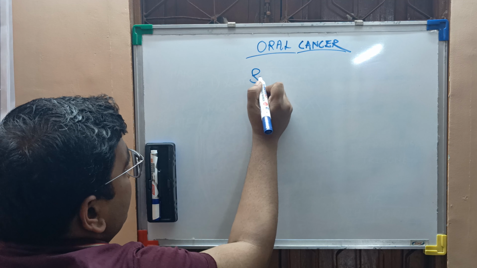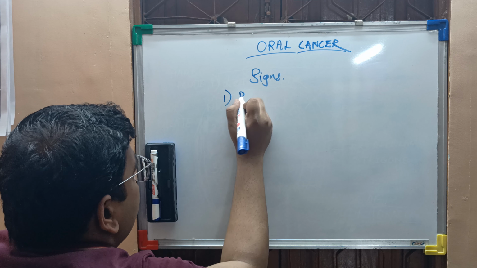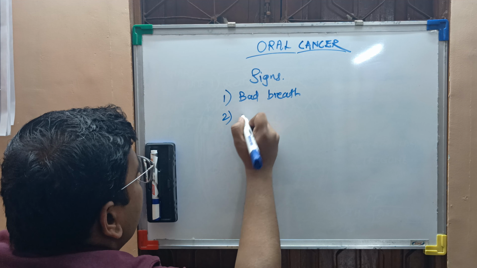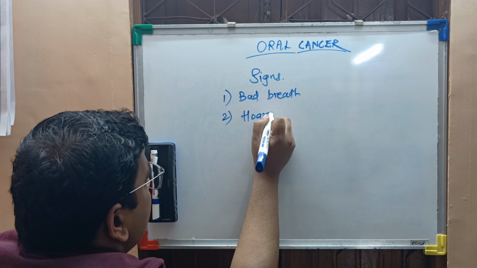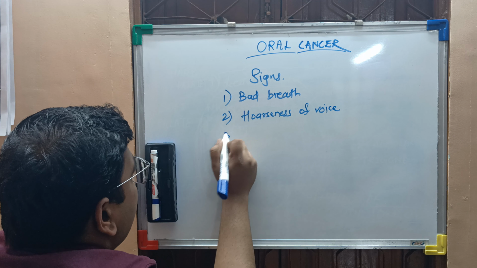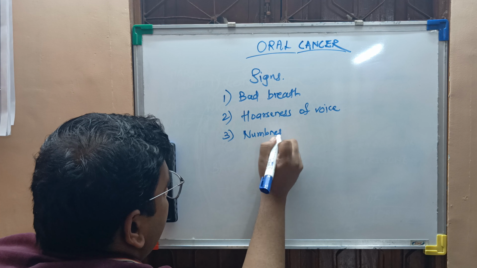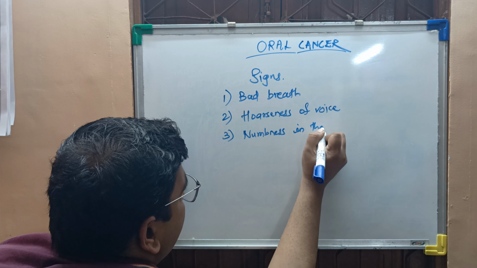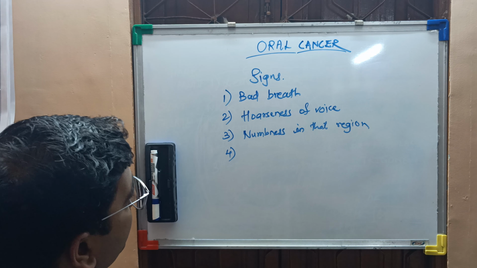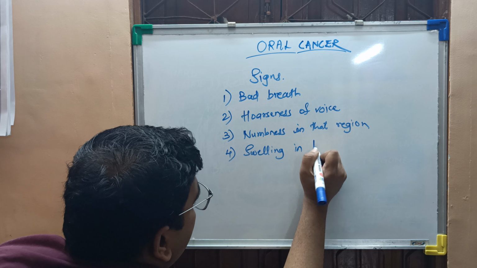Now we will focus on the signs. The first one is bad breath. The second one is hoarseness of voice. The third one is numbness in that region. The fourth one is swelling in that area.